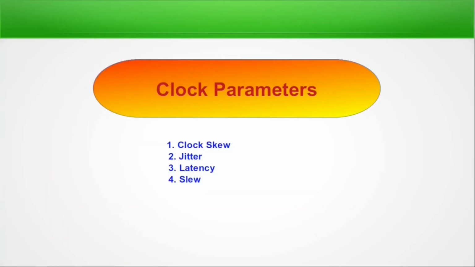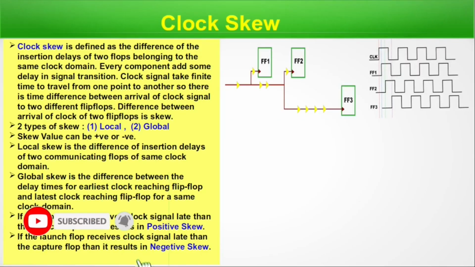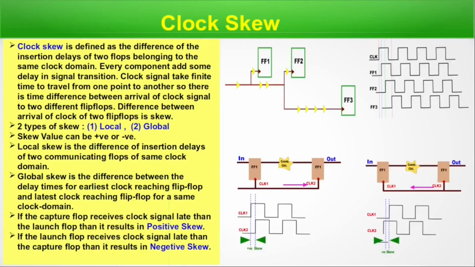Now, clock parameters. Here we'll talk about 4 parameters. Later we will see these are basically non-idealities also. We can call them non-idealities: clock skew, jitter, latency, and slew. The first, clock skew. We have already discussed clock skew in the delay episode.